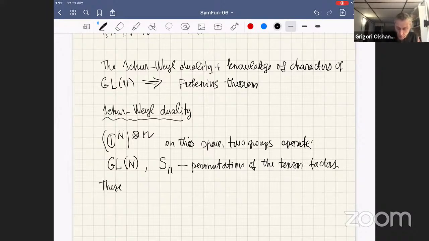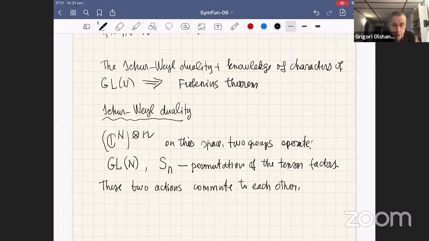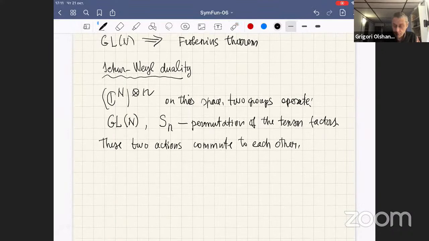These two actions commute with each other. But this is, I think, evident because they are defined independently, and the picture has the obvious symmetry. So the action of the GLN inside this space has no relation to the action of this group by permutation. So the fact that they commute is obvious. What next? I need a definition of commutant.